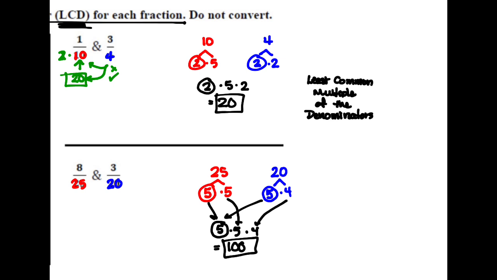Will that work every time? Yes. Will it be easy every time? No. So here we go. Our biggest number on the bottom is the 25. 20 does not go into 25, so that doesn't work. So 25 times 2 is 50. Does 20 go into 50? No, that doesn't work. 25 times 3 is 75. Does 20 go into 75? Nope, that doesn't work. 25 times 4 is 100. Does 20 go into 100? Yes, so that's it.